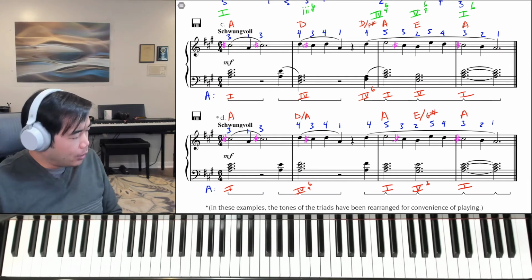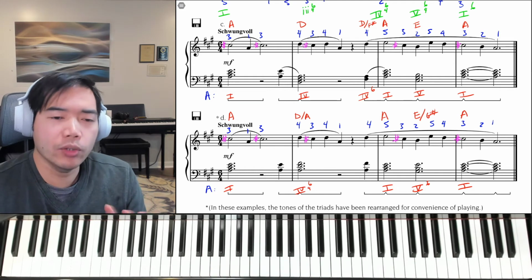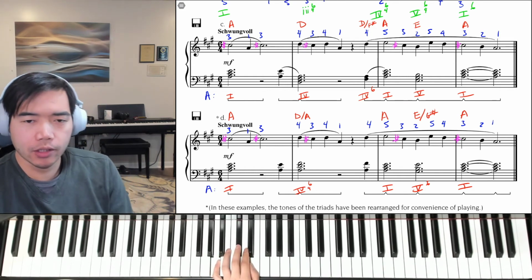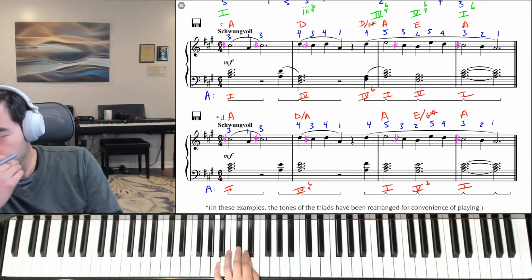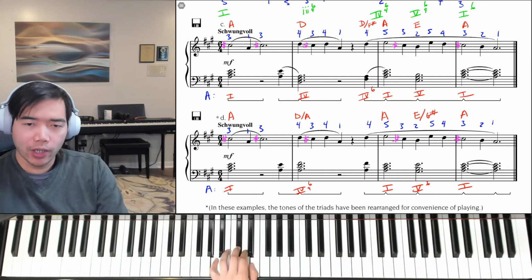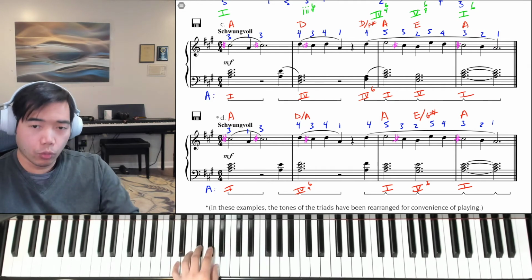And now we can actually try playing it. Okay. Notice there is pedaling here, but start without any pedaling. Left hand. This is example C. 1, 2, 3, 4, 5, 6. 1, 2, 3, 4, 5, 6.